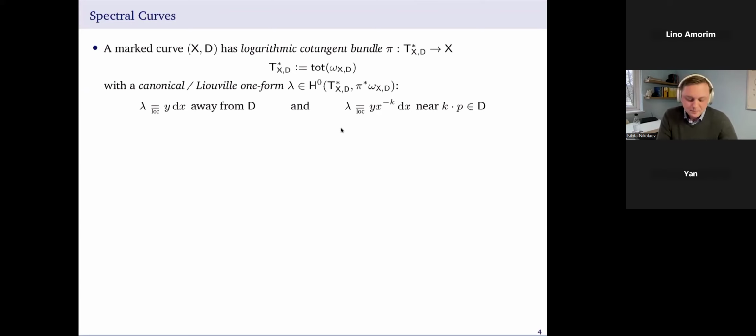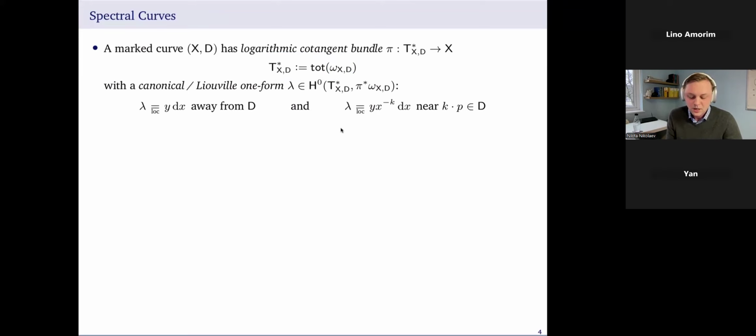Okay. So next thing, what else do you get out of a Schrödinger equation? Well, we got a quadratic differential. We can use the quadratic differential to draw an interesting algebraic curve. So for that, I need to explain that when you have a marked curve, there's a slight generalization of the usual cotangent bundle, which you could call the wild cotangent bundle or logarithmic cotangent bundle. The way I'm defining it here is very simple. You just take the line bundle of the canonical bundle associated with the marked curve, and you take its total space. This turns out to be a surface.